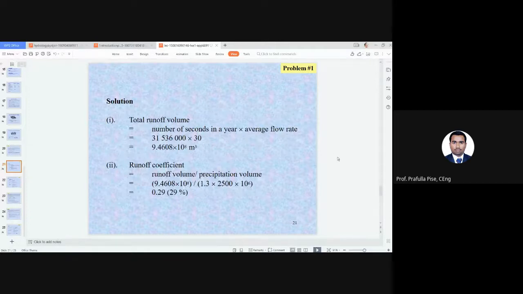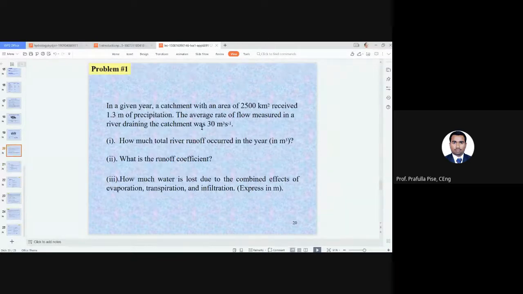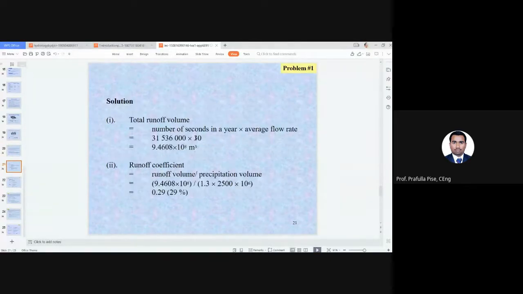Now the average flow rate they have already given in the problem, which is 30 meter cube per second. So that's why it's 30. You multiply that and you will get the total runoff volume, which is 9.46 times 10 to the power 8 cubic meter.